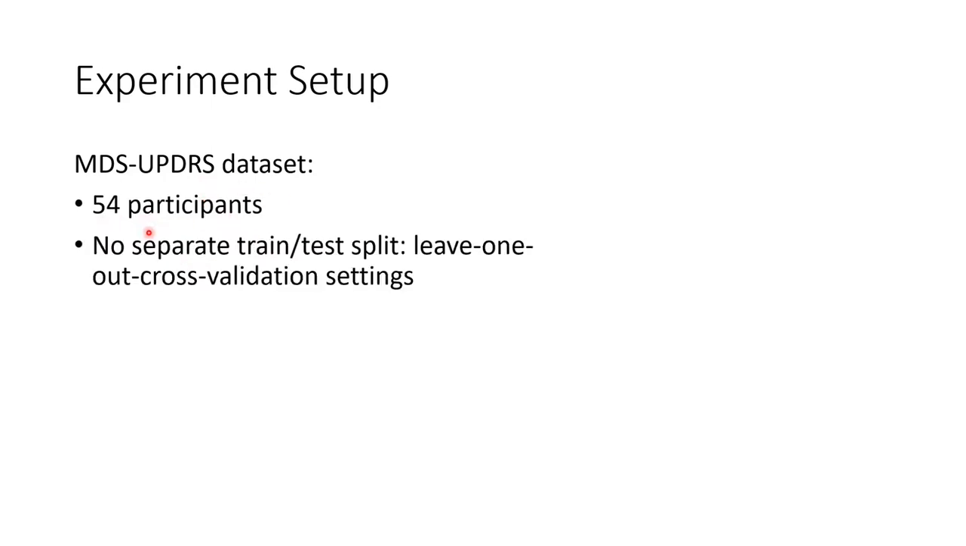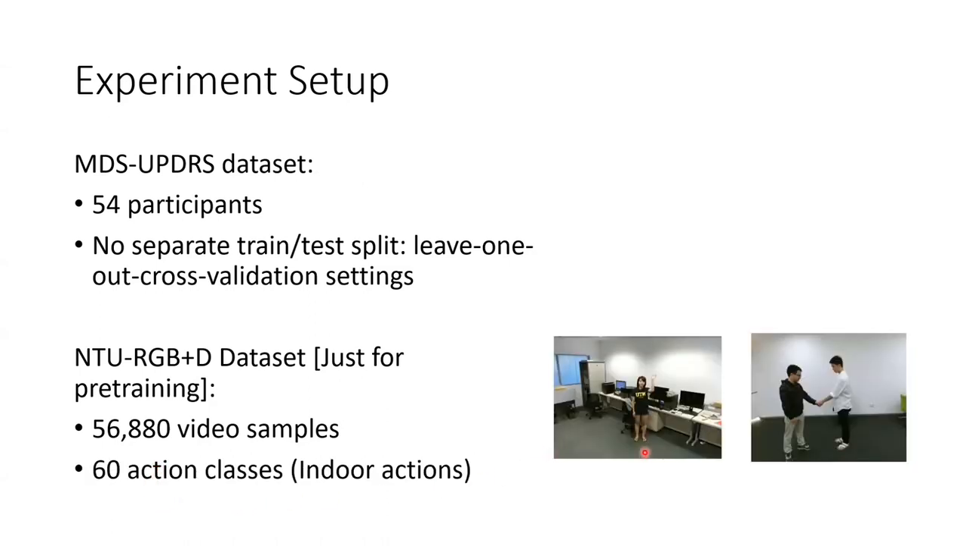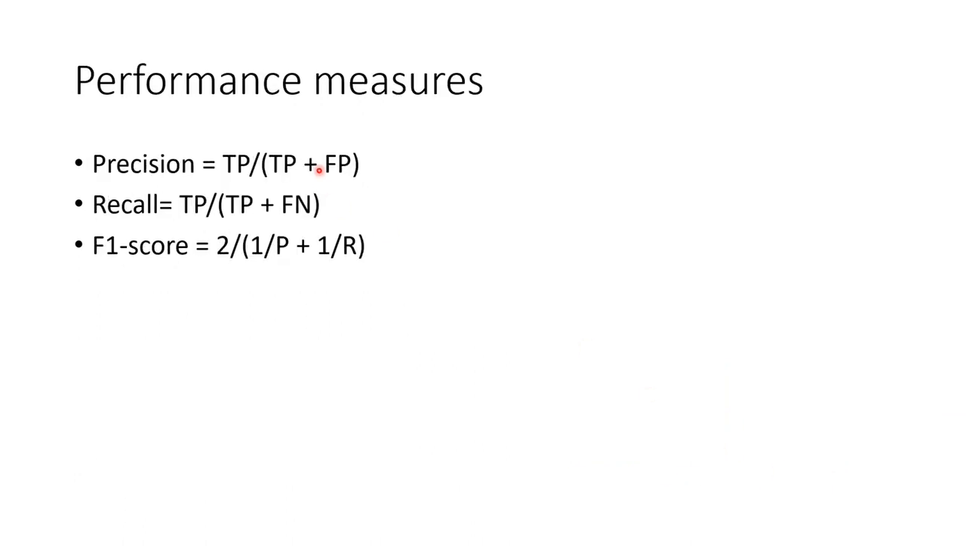So now the experiment setup. They use this MDS UPDRS dataset, in which they have 54 participants and their walking patterns. They don't have any separate train and test split; they use a leave-one-out cross validation setting. And they have the large scale NTU dataset just for pre-training, with around 56,000 video samples and 60 action classes. These action classes are mainly controlled lab setups in indoor scenes. And for performance measures, they have precision, recall, and F1 score.